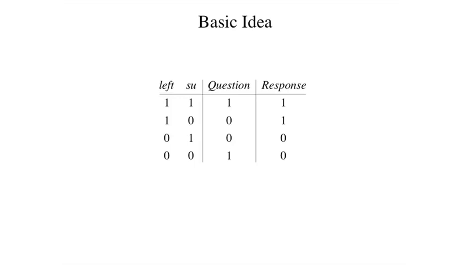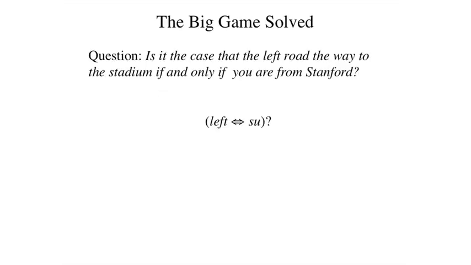Now, looking at our operator semantics tables, we see that this is exactly the set of truth values assigned to the sentence left if and only if SU, Stanford. So we can phrase this as a question as follows. Is it the case that the left road is the way to the stadium if and only if you are from Stanford? Okay, that's not a particularly clever or simple question, but it will elicit the right response.